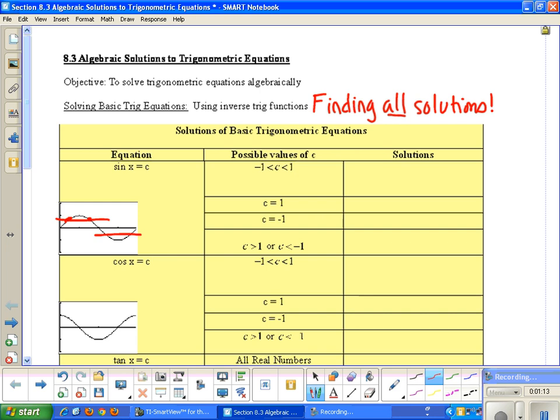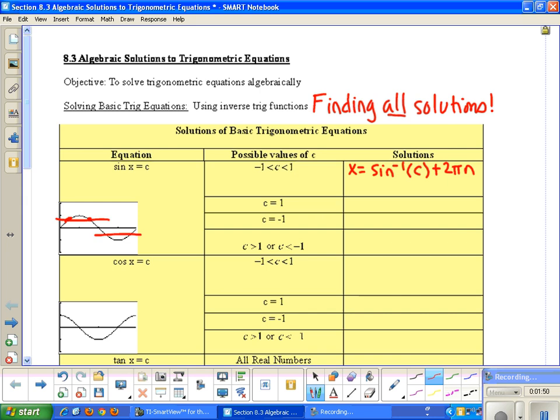To find those two solutions, we're going to use our inverse on our calculator. So x would be equal to the sine inverse of c. And then remember that we have multiple answers because this graph is going to keep on repeating itself, so plus the period of the function, 2 pi n. We're not done, though, because we also have another solution. So the question is, how do we get the other solutions?